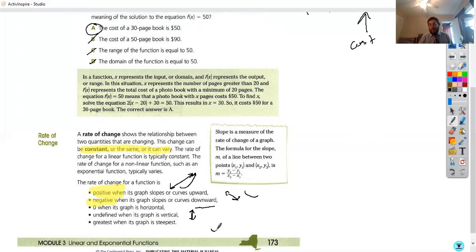So if we had an exponential function, right, the rate of change would be greatest towards the end here as opposed to at the beginning. But with a linear function, it's constant throughout. So slope is a measure of rate of change.